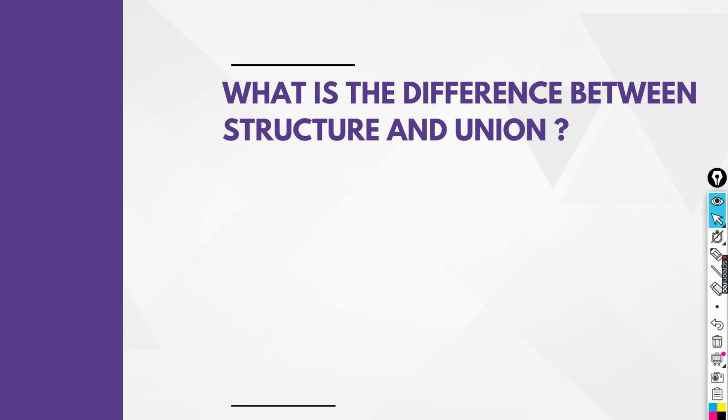So the key difference is that a structure allocates separate memory for each member, so the total size is the sum of all members. It is useful when all members need to store unique values. In a union, all members share the same memory space. Size is equal to the largest member's size, and it is useful when only one member is needed at a time. So this is the key difference between the structure and the union.